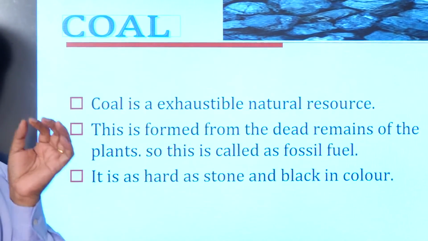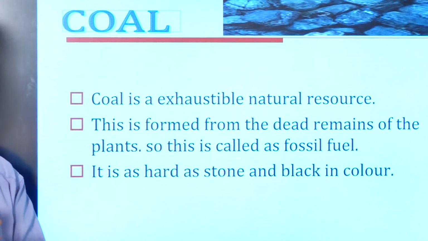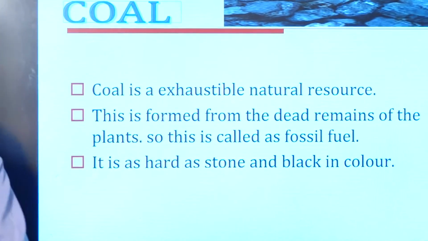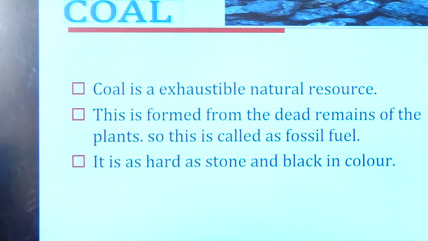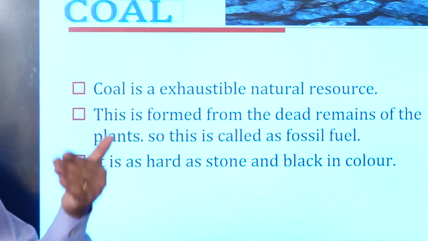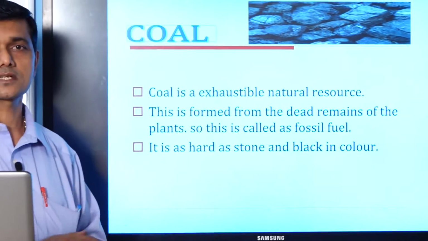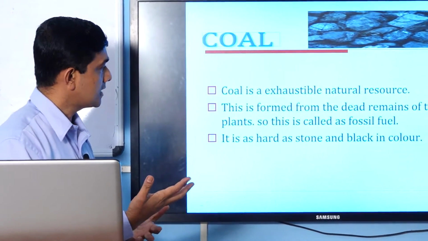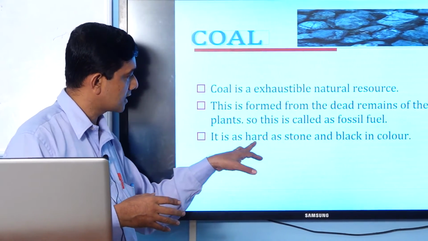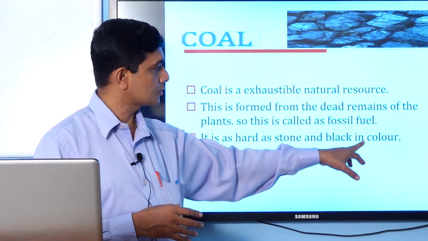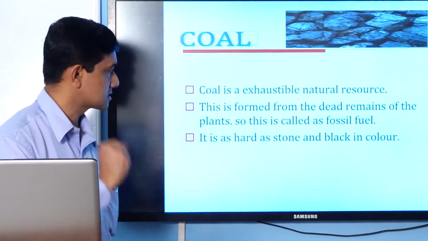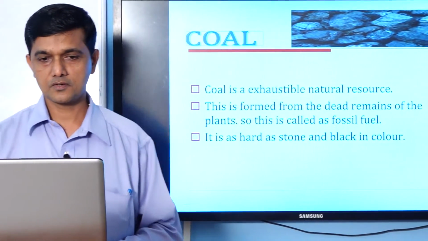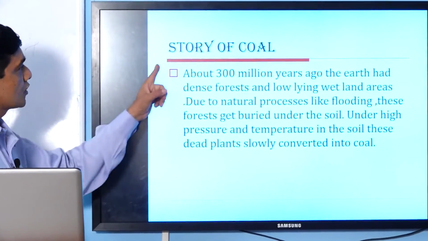Do you know, students, what is the meaning of fossil? Anything which is buried under the soil is called fossil. So this coal is formed by the burying of vegetation, and that plant vegetation slowly gets hardened and forms a black stone-like structure that is called coal. Now let us see the process of formation of coal. Story of coal.